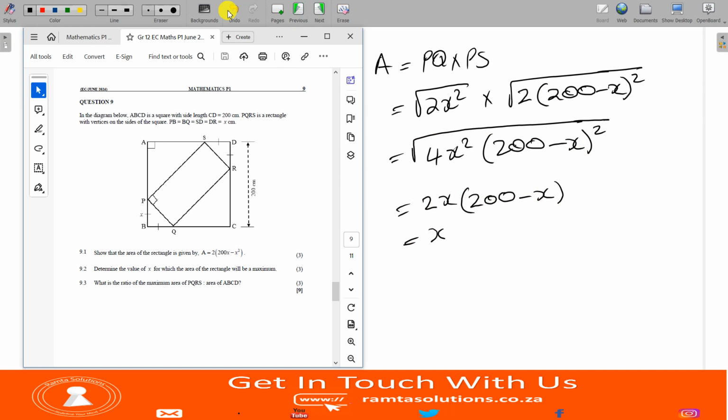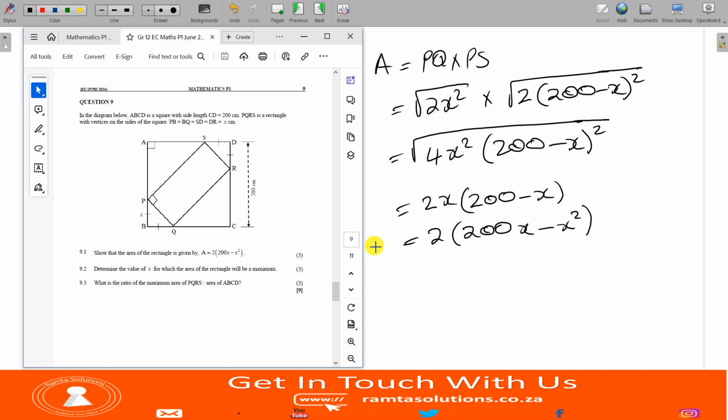as you can see, what you are supposed to prove has taken the 2 outside. So it will be 2 open bracket 200x minus x squared. Okay, and this is you proving 9.1. Okay, perfect. All right, now let's see.